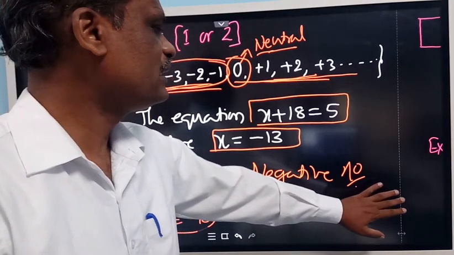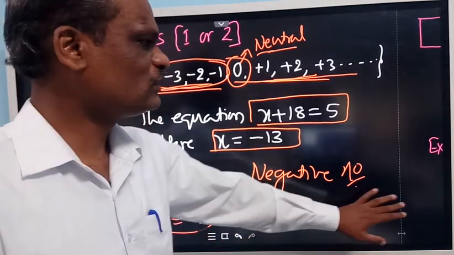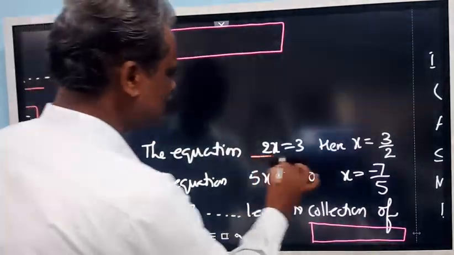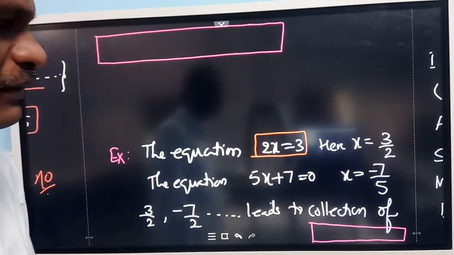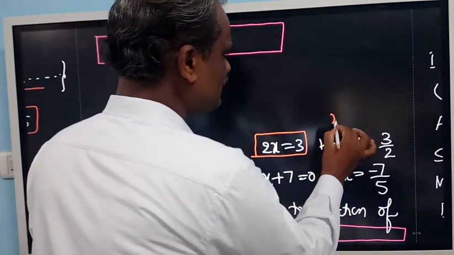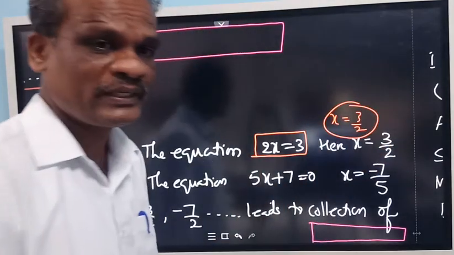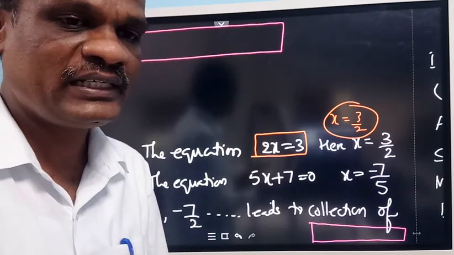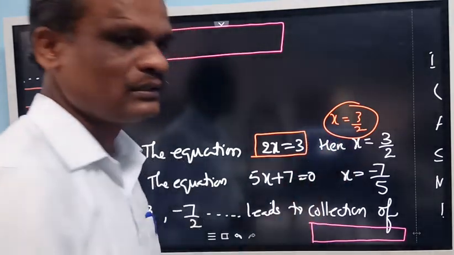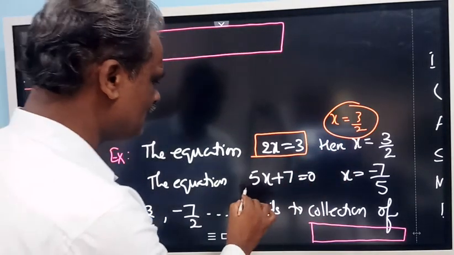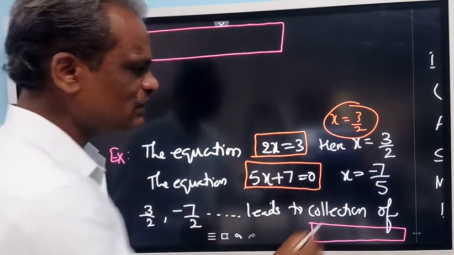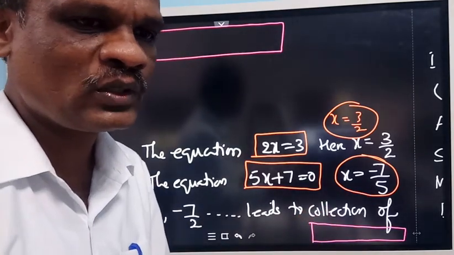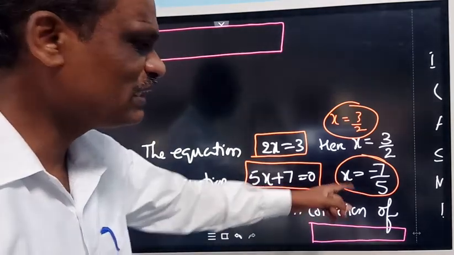Later, after finding the negative numbers, there was one more situation. Look at this example now. In our daily life we get some situations where 2x is equal to 3 is an example here. If you solve this, 2x is equal to 3, what happens? x is equal to 3 by 2. This 3 by 2 you don't find in natural numbers, whole numbers, or integers. This forms a set of another type of numbers. Look at another example: 5x plus 7 is equal to 0. When you solve this, x is equal to minus 7 by 5. This number also you don't find in natural numbers, whole numbers or integers, any one of the groups. You will not find such types of numbers.